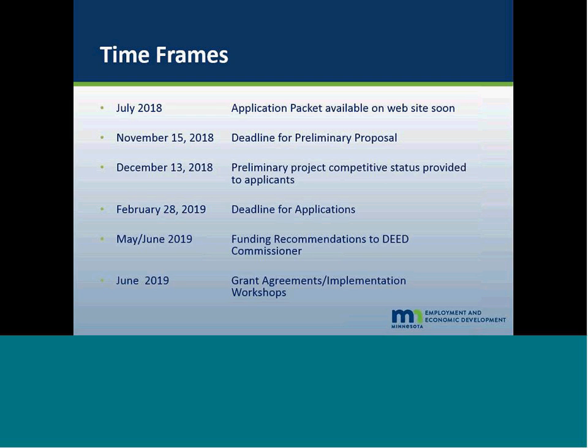Time frames. We are going to have the pre-app packet available soon on the website, probably in July. Looking for a deadline of the preliminary proposals of November 15th of 2018. And we will let everybody know on the competitive status in December. Deadline for full apps is February 28th of 2019. And then in May or June, we'll get some recommendations out to the Commissioner, and in June we'll also be looking at a grant agreements implementation workshop.